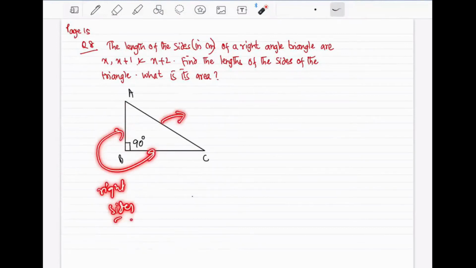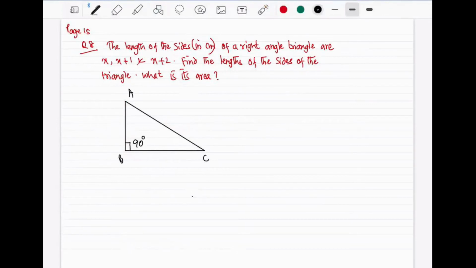The longest one here, as you can see, if you measure it, you will find it to be the longest. The longest one is called hypotenuse, right? So use Pythagoras theorem. The sum of the squares of these two right sides is equal to the square of the hypotenuse. How so? Square of the two right sides, AB square and BC square, add them is equal to square of the hypotenuse. Hypotenuse is AC, right? AC square. That's Pythagoras theorem.